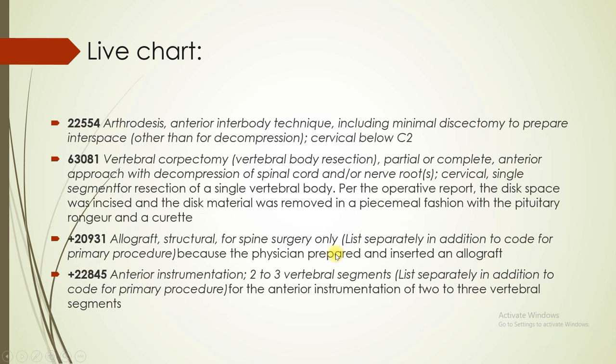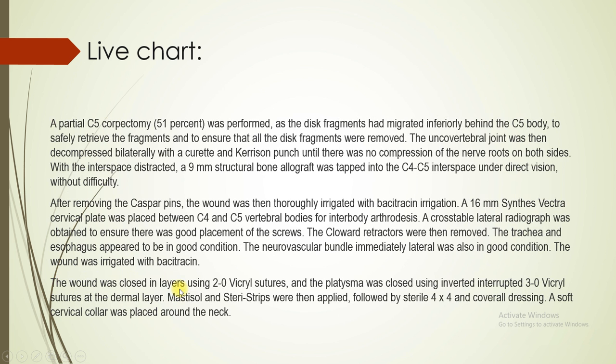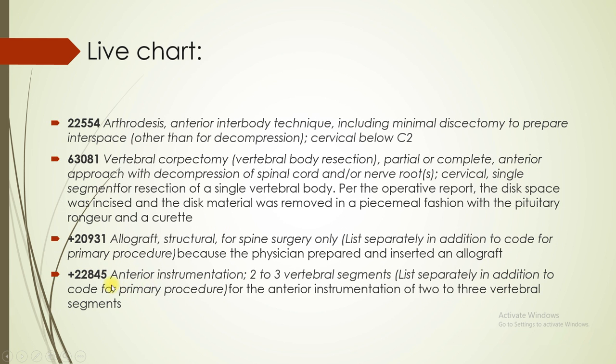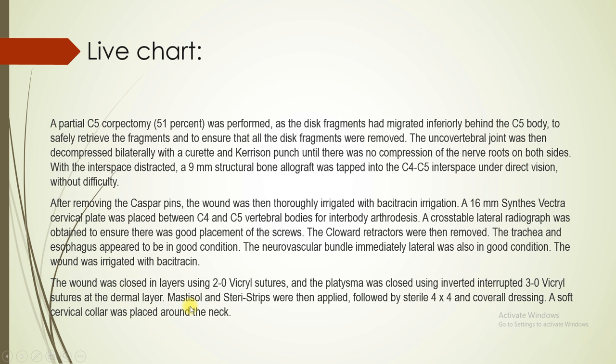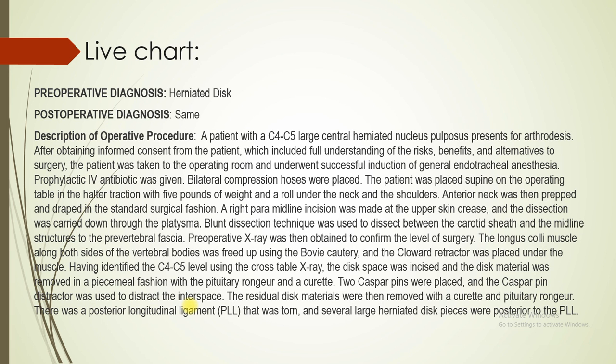So this one. Okay. So next we need to code anterior instrumentation. So what is the keyword for anterior instrumentation? This one. So a 16 mm Synthes Vectra cervical plate was placed between the C4 and C5 vertebral bodies for interbody arthrodesis. Okay. So this is the anterior instrumentation. So for that we need to code 22845. So these anterior instrumentation codes are based on the number of vertebral segments. Okay. So see here, for anterior instrumentation of 2 to 3 vertebral segments. So how many vertebral segments do we have, guys? 1 or 2?